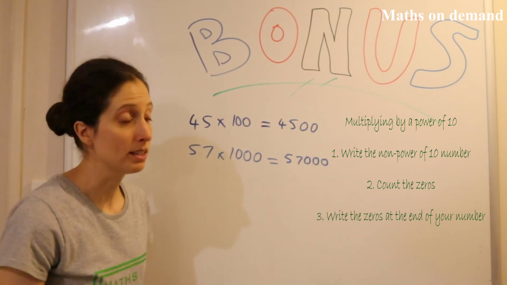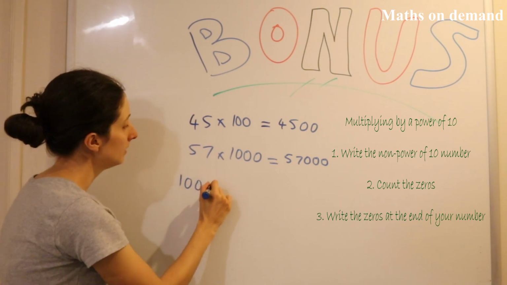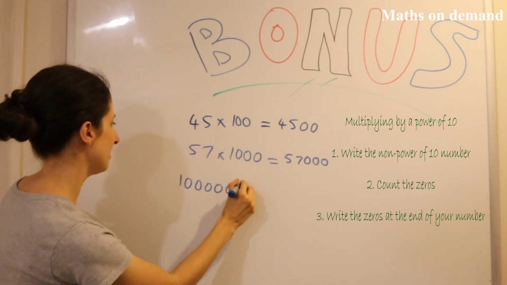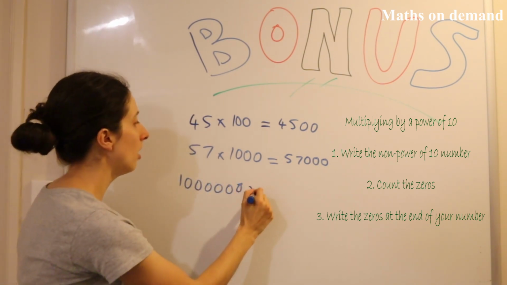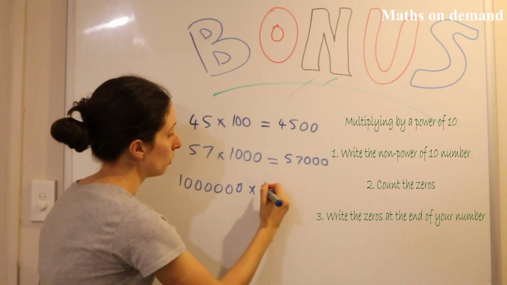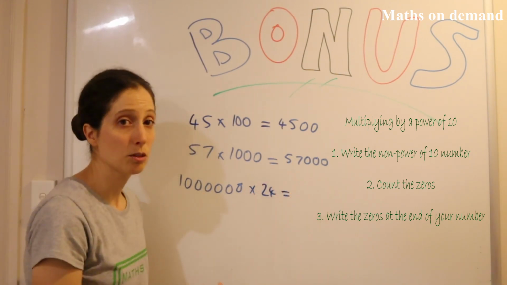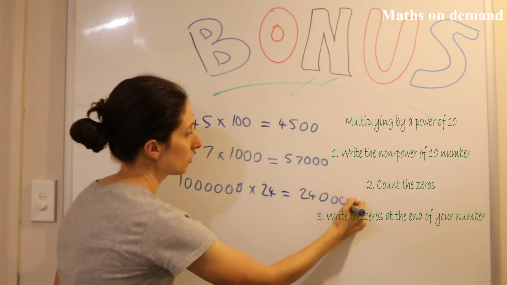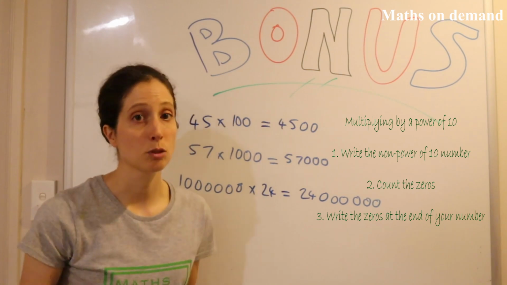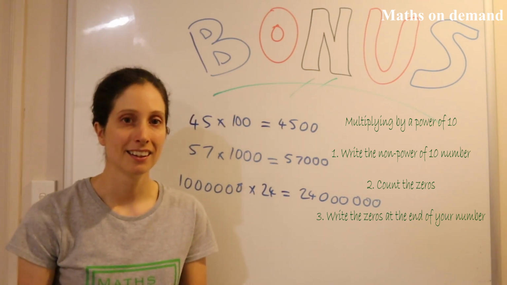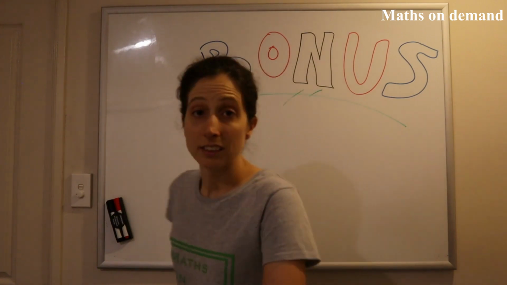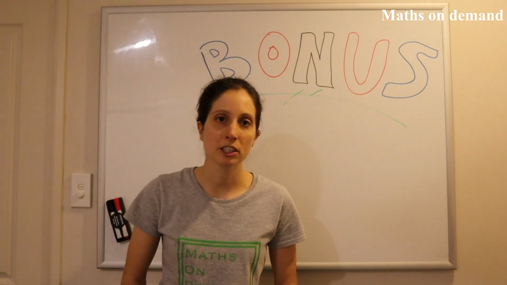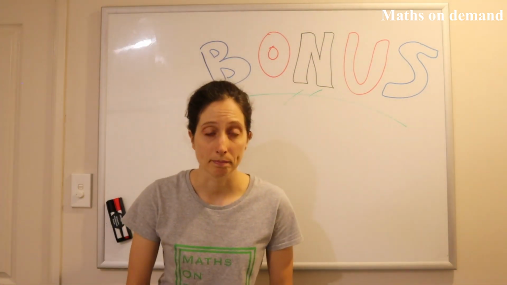And we could go really big. What about 1,000,000? That's got to be 6 zeros times 24. That's just 24 followed by 6 zeros. 1, 2, 3, 4, 5, 6, which makes 24 million. Pretty easy, right? Now I'm going to show you one more shortcut which is closely related to the last one.